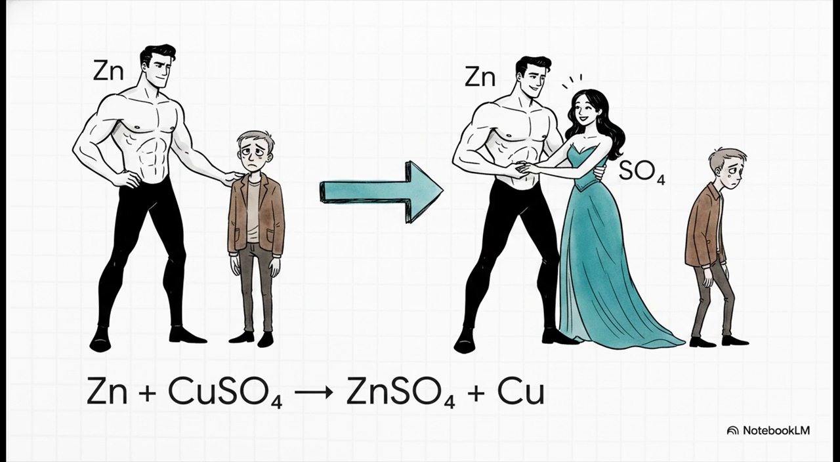If you look at the list, you'll see zinc is higher up than copper. That means it's more reactive. So if zinc strolls up to copper sulfate, it's got the chemical muscle to just kick copper right out and take its sulfate partner for itself. The more reactive element, it wins, every time.